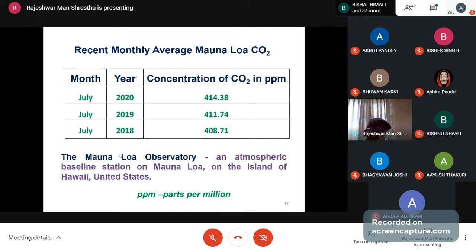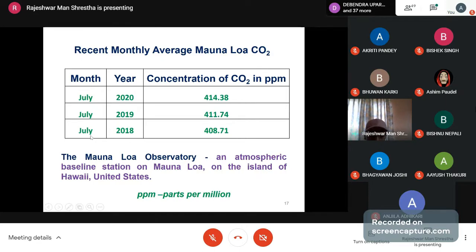And Mauna Loa Observatory is the atmospheric base station located on Mauna Loa on the island of Hawaii, United States. That base station has been monitoring the amount of carbon dioxide throughout the world. And from the data presented in the slide, every year the amount of carbon dioxide is increasing.